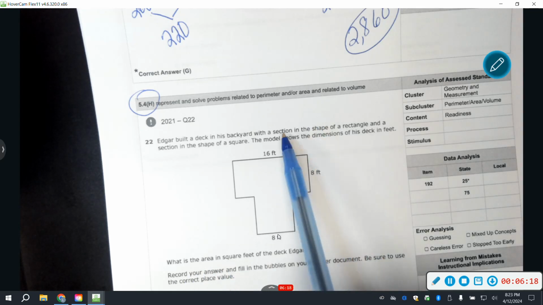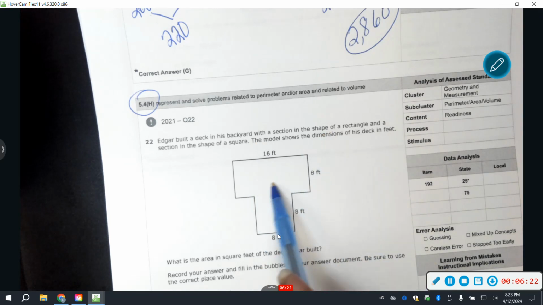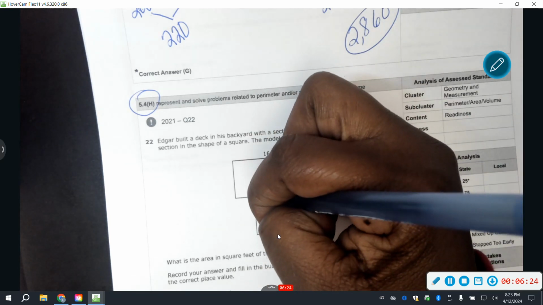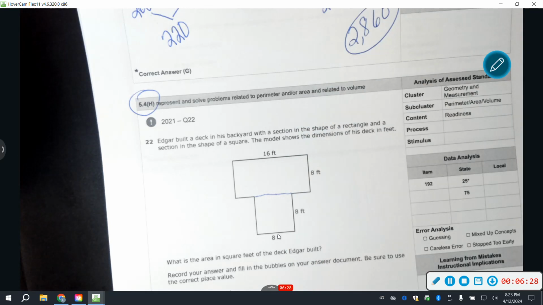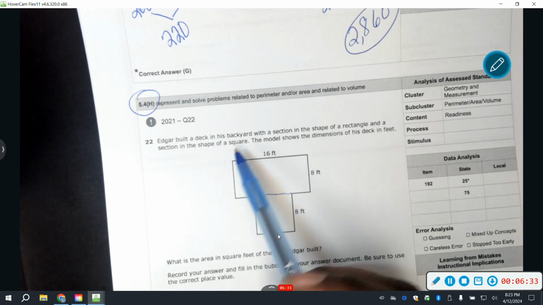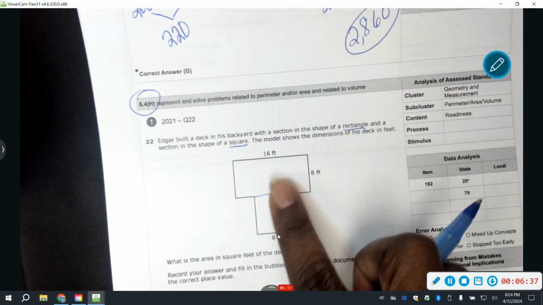Well, I like how it helped me up here. It said one section in the shape of a rectangle. I see it right here. So I'm going to do a little dividing line to help my brain see that rectangle and that square. Do you see that rectangle and that square?